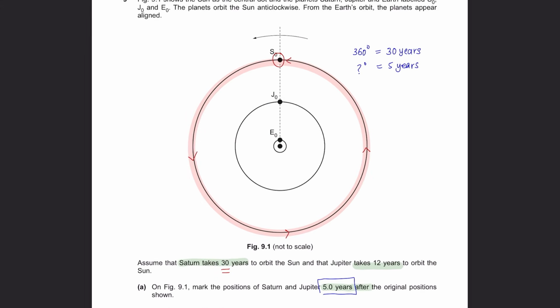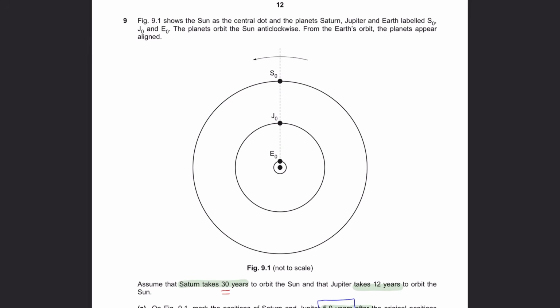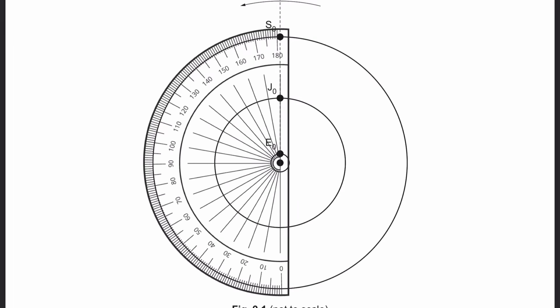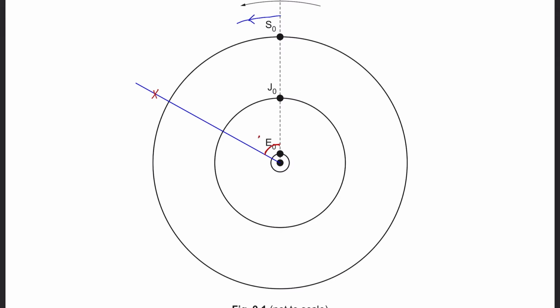So now let's go back to this diagram. So using your protractor, find 60-degree angle starting from S0. And let's mark this position as X. So this angle is 60 degrees and they want you to label the position of Saturn after 5 years as S1. Okay, done.